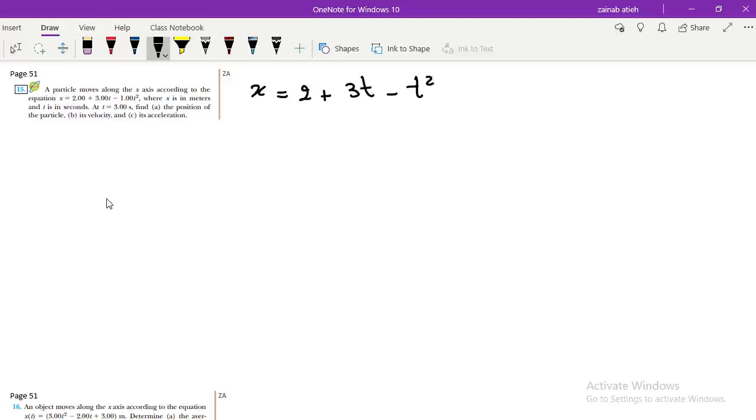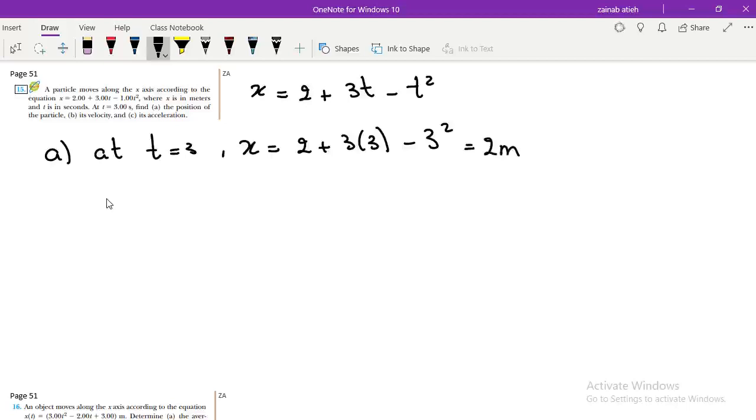So we want the position at t equals 3. This is part A. Okay, part A. At t equals 3, let's find x. X is equal to 2 plus 3 times 3 minus 3 squared. We will get 2 meters. It's equal to 2 meters.